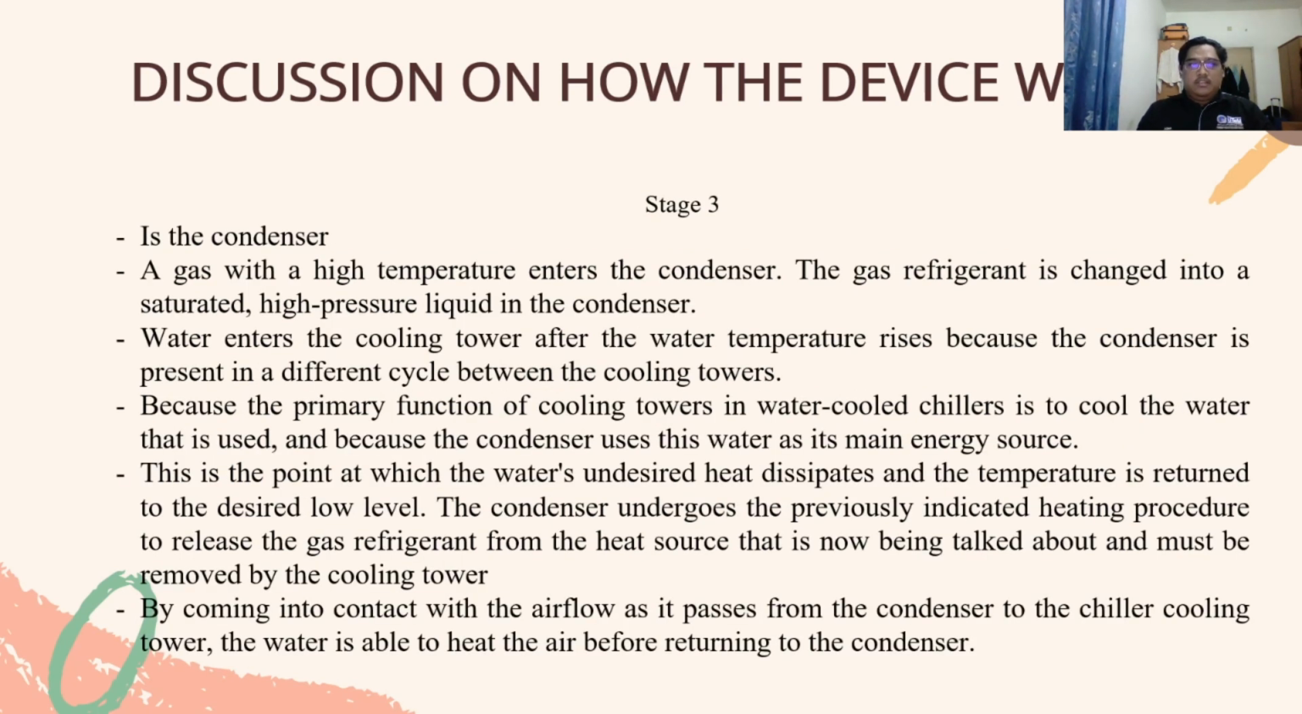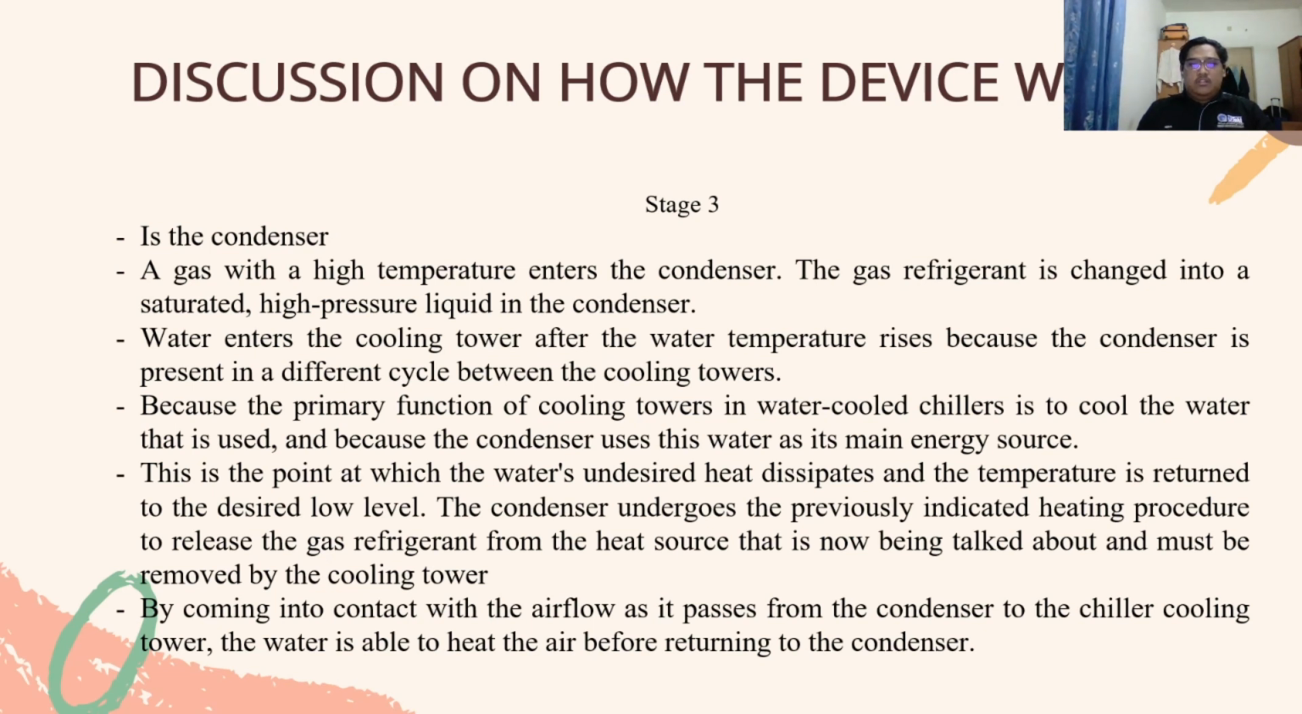Stage 3 is the condenser. The gas with a high temperature enters the condenser. The gas refrigerant is changed into a saturated high-pressure liquid in the condenser. Water enters the cooling tower after the water temperature rises, because the condenser is present in a different cycle between the cooling tower.